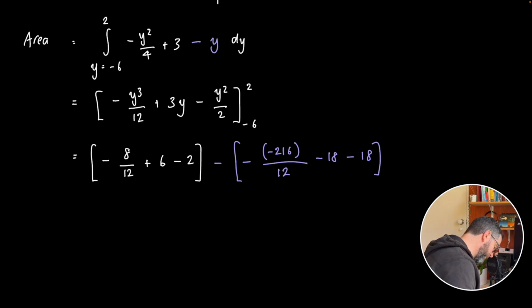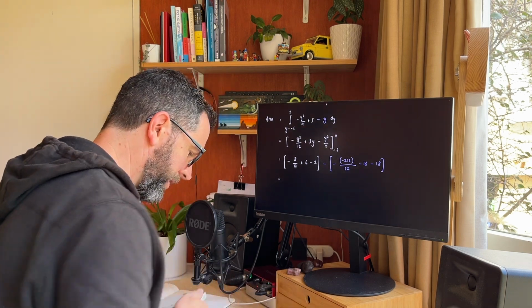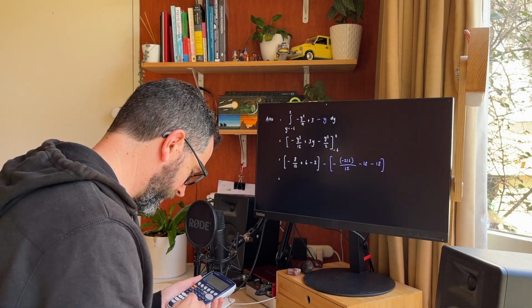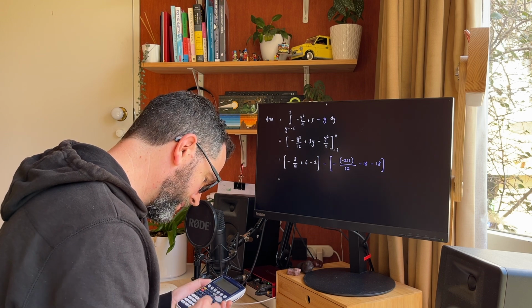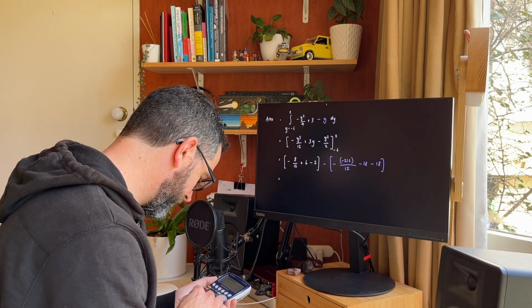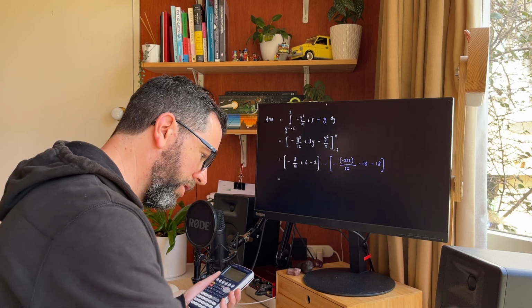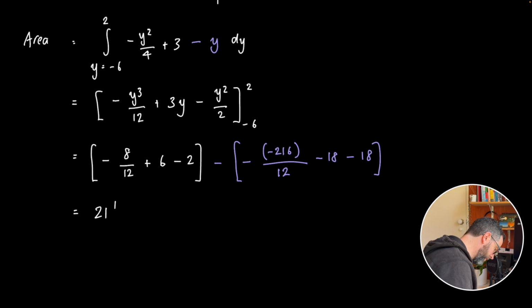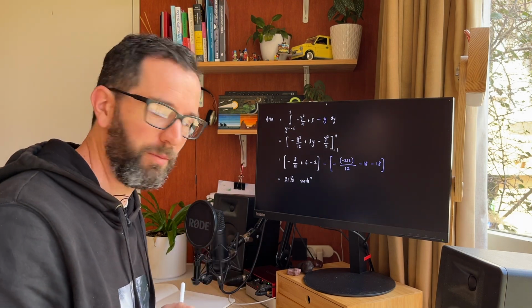Okay, and we put all that together, and I'm just going to be lazy and use my calculator. I'm sure I could work out a lot of this, but I can't be bothered. So it's going to be -8 over 12, which is obviously 3/4, plus 6, minus 2, minus, open a big bracket, 216 over 12, cancelling off those two minus signs, minus another 36. And that overall gives me an area of 21 1/3. And to keep certain people happy, we'll put square units just to emphasize that we have calculated an area. Okay, that's an area problem done.